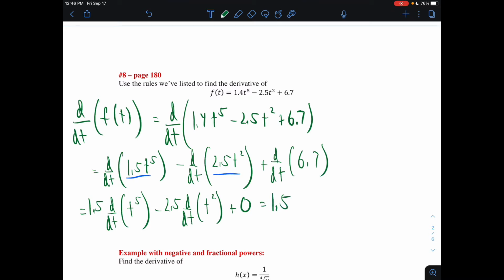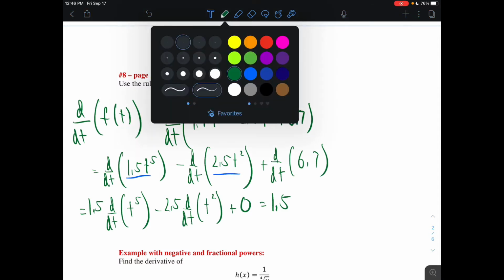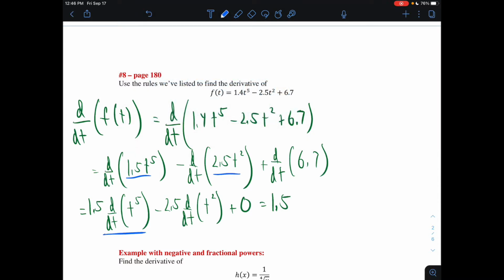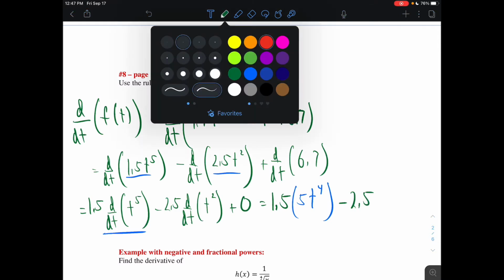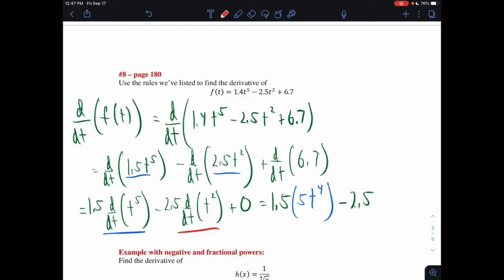So 1.5 times the derivative with respect to t of t to the fifth. The power rule says take 5, the power, drop it down as a coefficient, and then decrease the power by 1. 5 minus 1 is 4, so we get t to the fourth. And then minus 2.5, and now I have to take the derivative with respect to t of t squared. And again, I get to use the power rule. The power, 2, drops down as a coefficient, and then I decrease the power by 1, so t to the 2 minus 1, that's just t to the first.